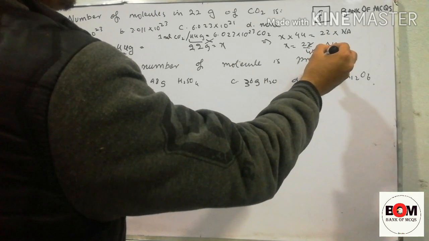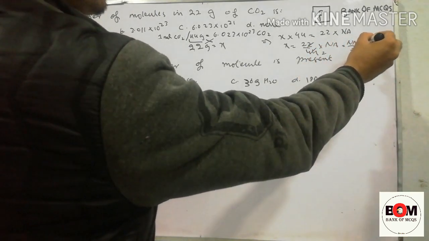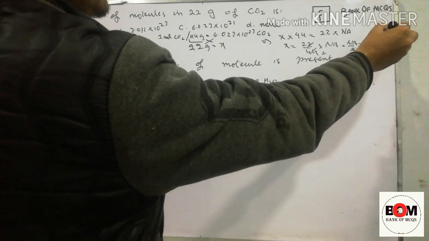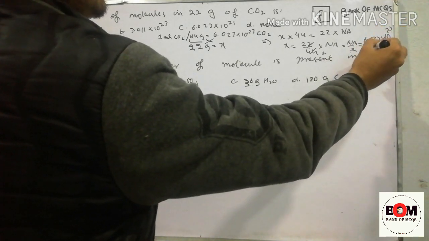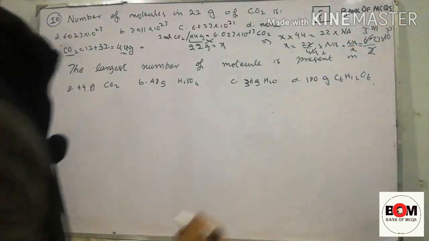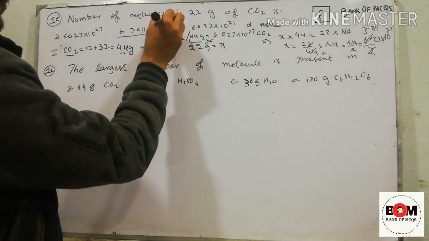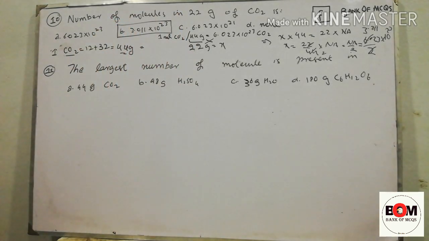22 by 44 is 1 by 2, so Na divided by 2, where Na is equal to 6.023 multiplied by 10 to the power 23. Dividing this by 2 we get 3.011 multiplied by 10 to the power 23. So the option 3.011 multiplied by 10 to the power 23 is the correct option.